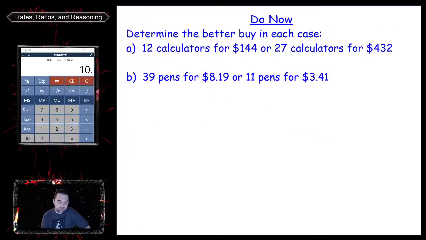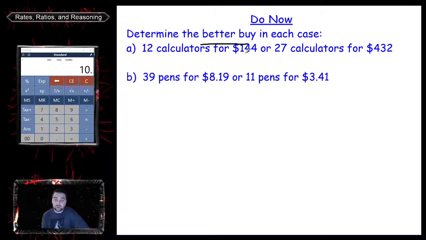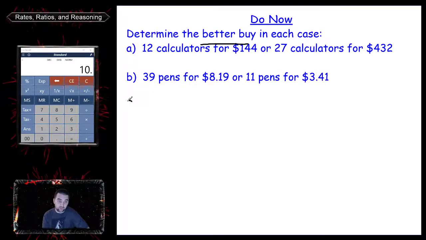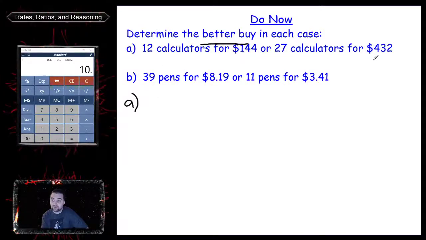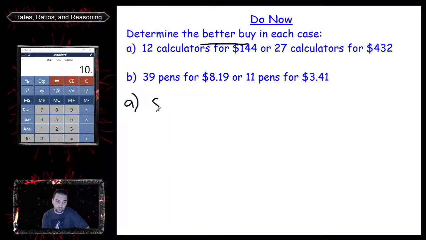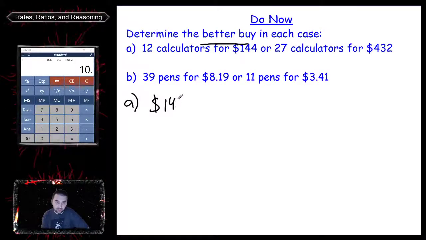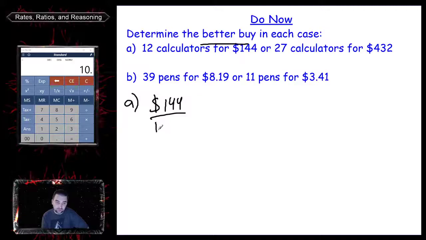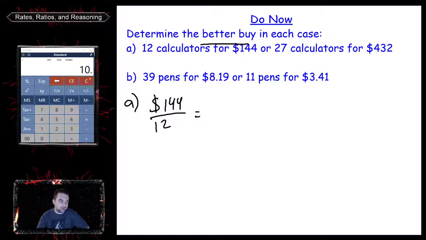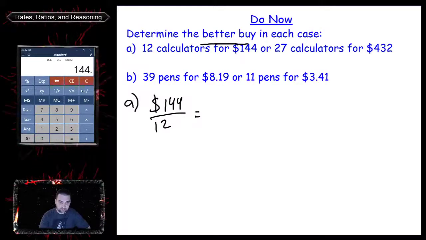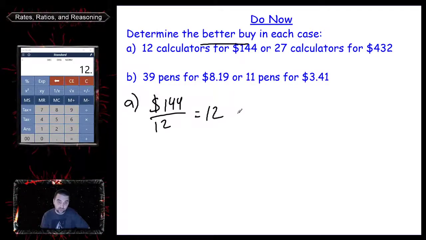And the next part of your do now, let's go through that one quickly. It should be a little easier. We're just finding the better buy, so whichever one is more value. I'll start off with A. So 12 calculators for $144 or 27 for $432. Remember, if I'm doing money per item, I am going to put the dollar amount on the top, 144, and I'm going to divide it by 12 calculators. And if I do that calculation, well, that's actually going to be a nice number there. 144 divided by 12 is 12, in case you didn't know, it's a square.